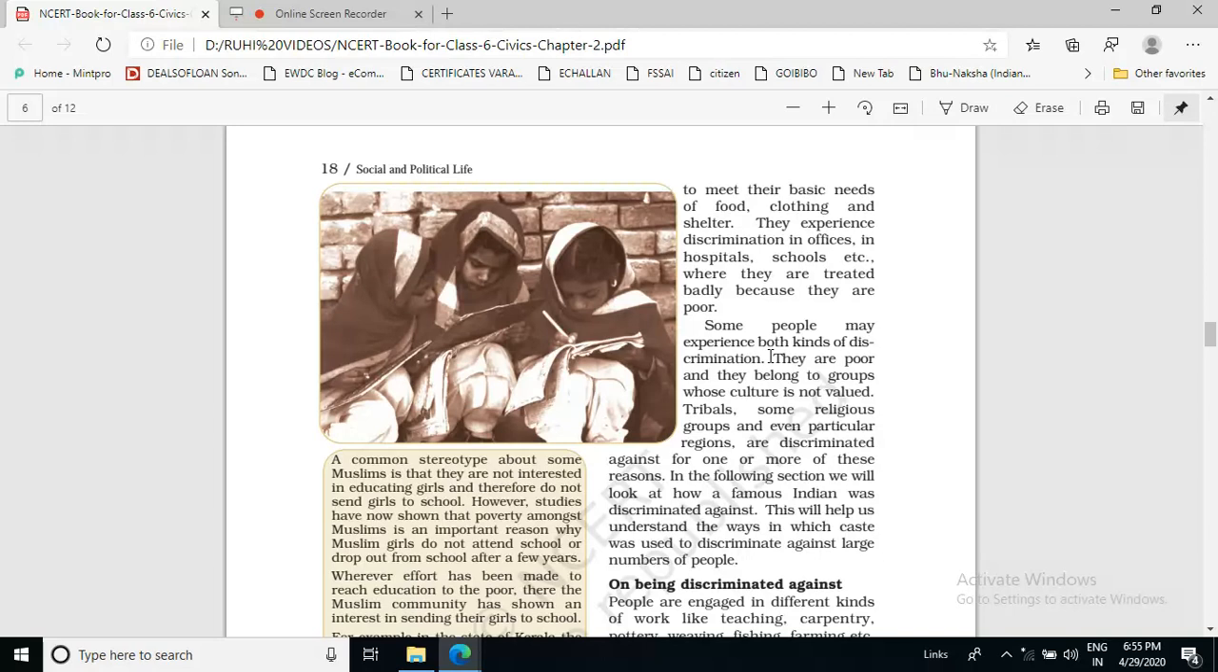Now what we find is that there are many people in our society who experience both kinds of discrimination. They are poor because they don't have any resources. Their economic condition is not good. But this is not the only thing. They also belong to a cultural group, or a religious community, or a linguistic community which is considered less valued, which is considered inferior.